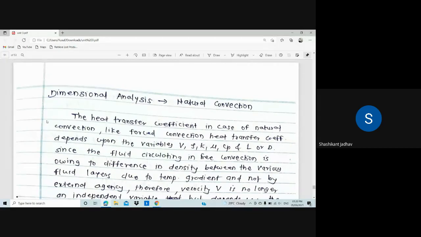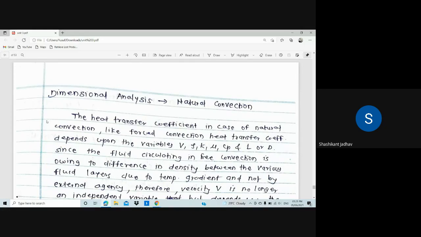Okay, so write down the heat transfer coefficient in case of natural convection.